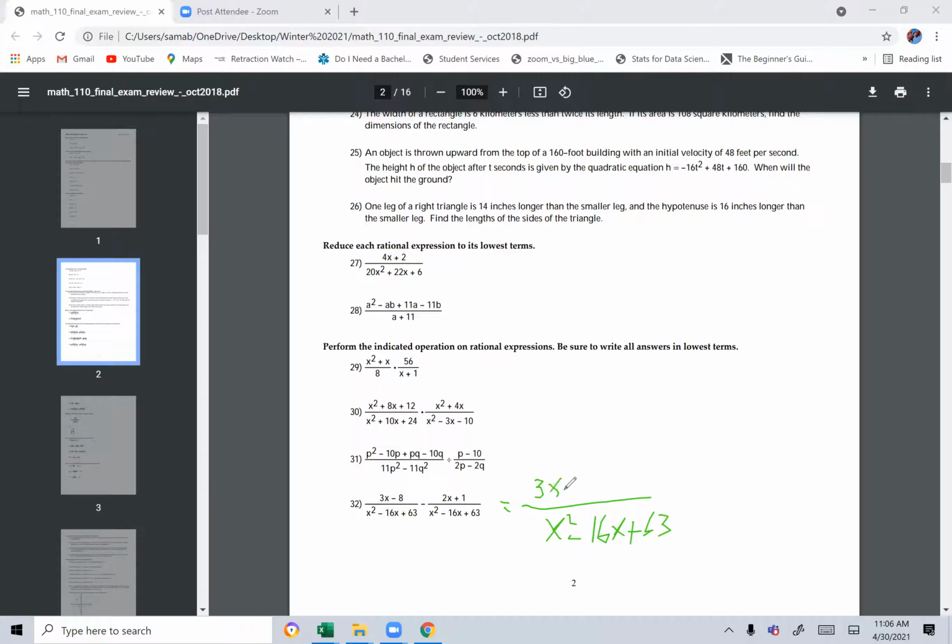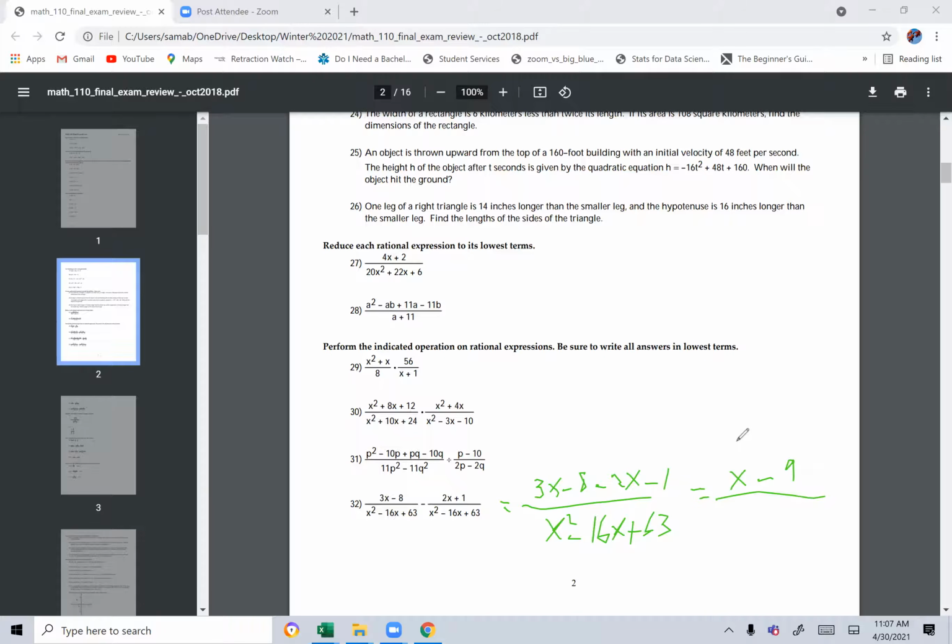3x minus 8 minus, remember the minus is applied to 2x plus 1. So it's going to be a minus 2x and minus 1. A mistake that students make, they put negative 2x plus 1. The minus should be applied to the whole numerator. So this is going to be 3x minus 2x is x, minus 8 minus 1 is minus 9 over.